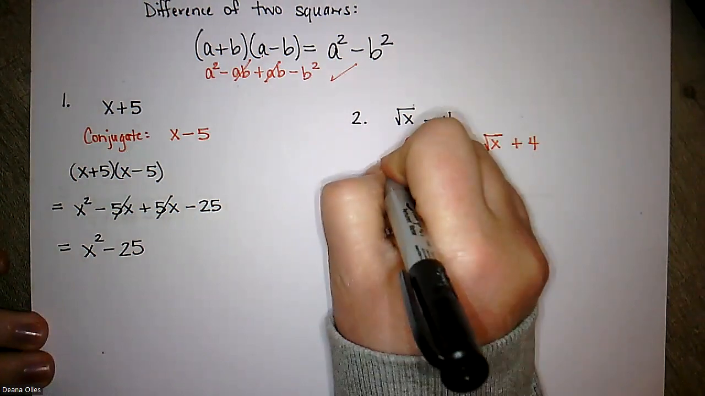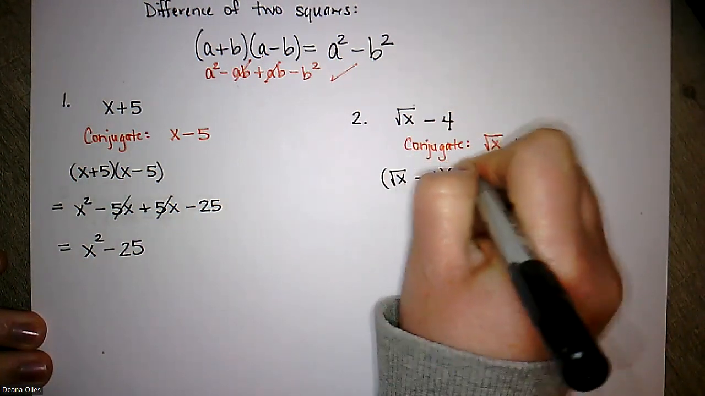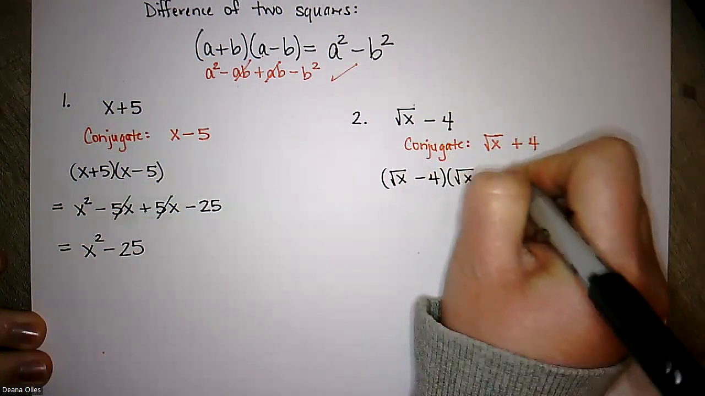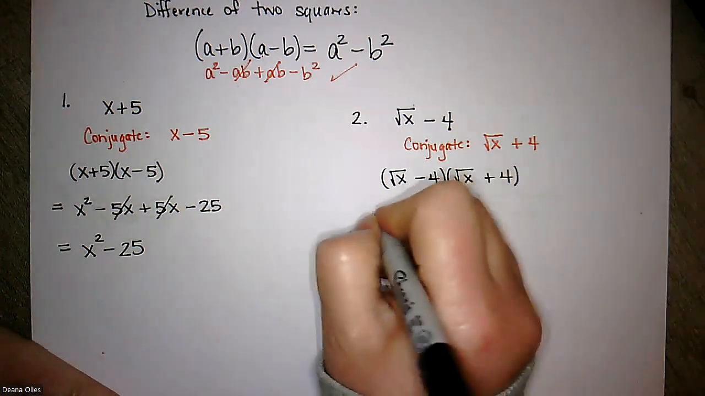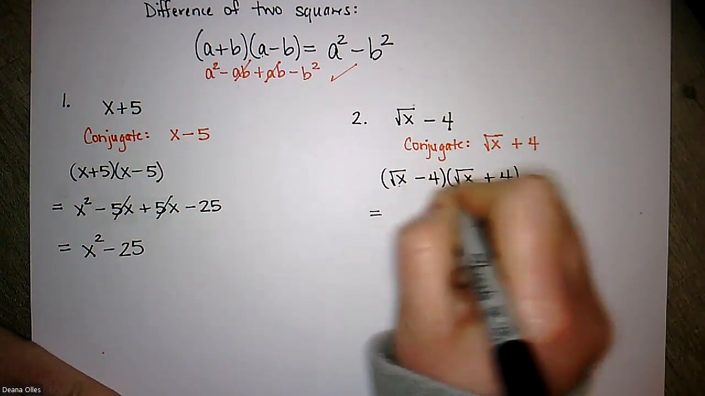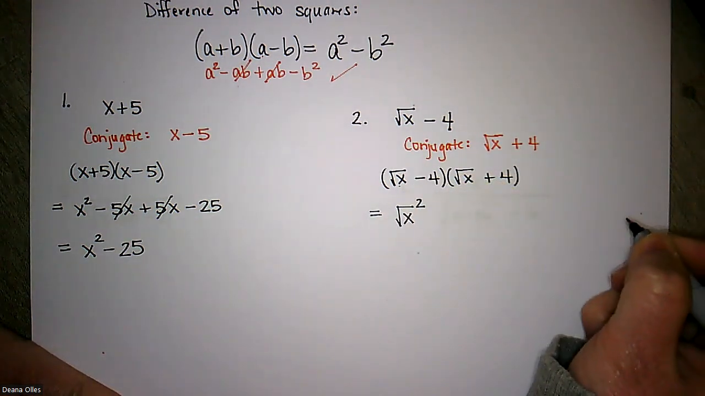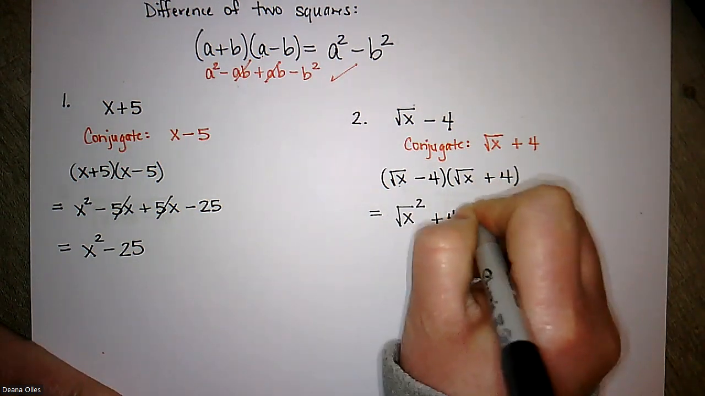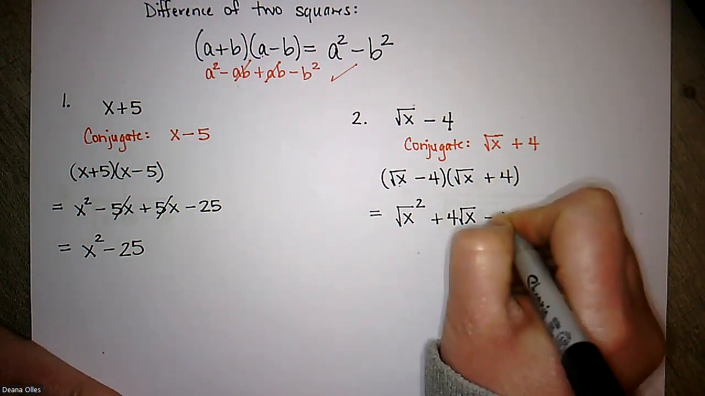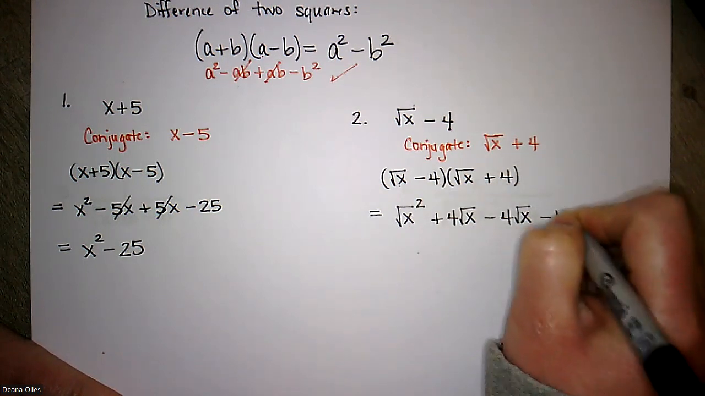So we are going to go ahead and multiply root x minus 4 times root x plus 4. And notice the minus 4 and the plus 4 are not underneath the root. That's very important that we see that. So we have root x times root x, so that's root x squared, plus 4 times root x, minus 4 times root x, minus 4 times 4, so minus 16.